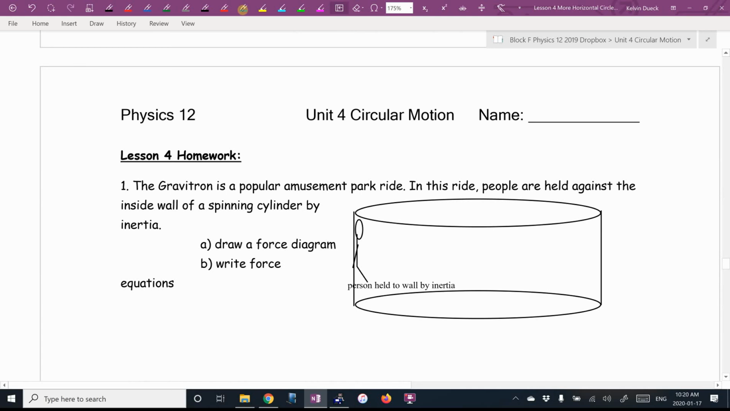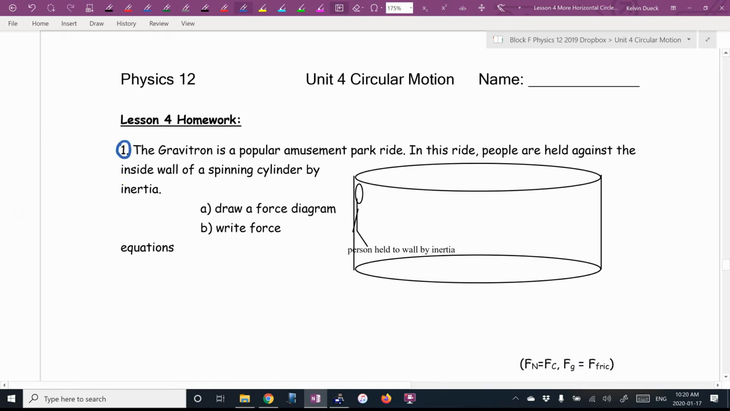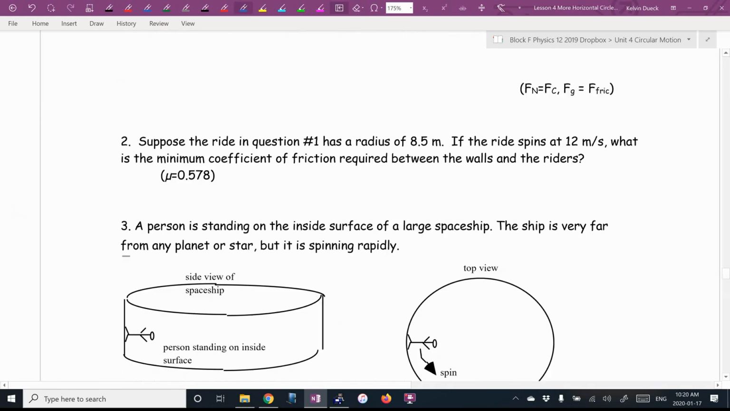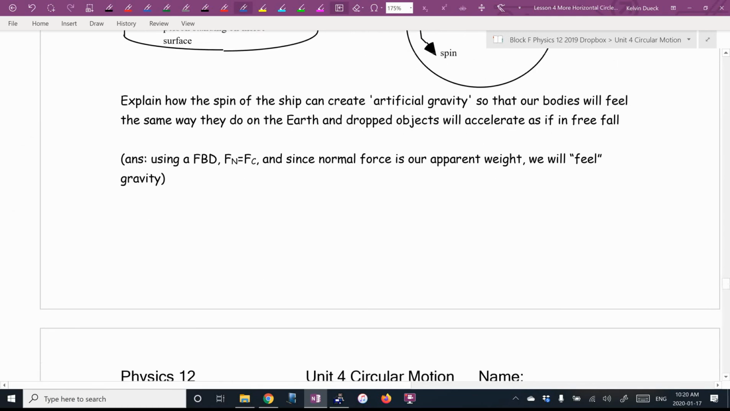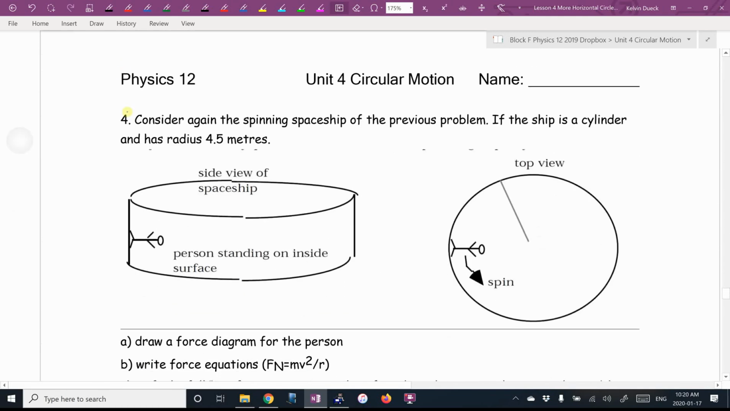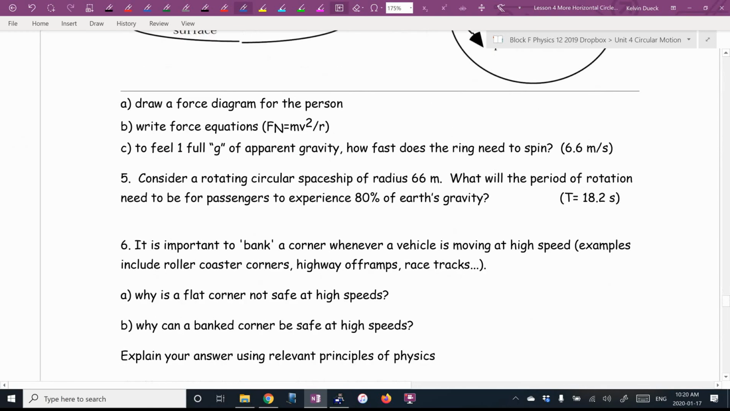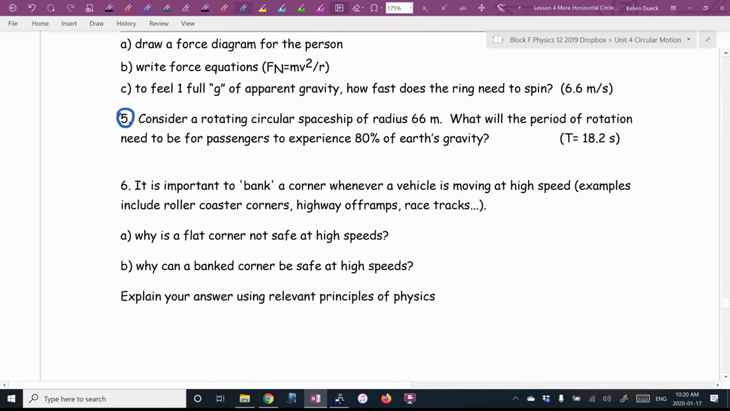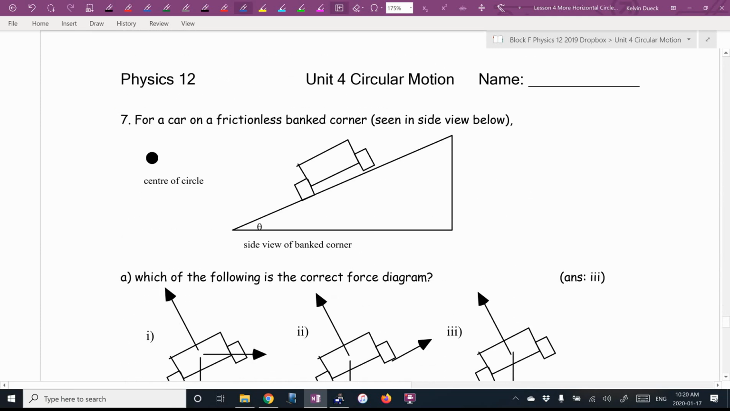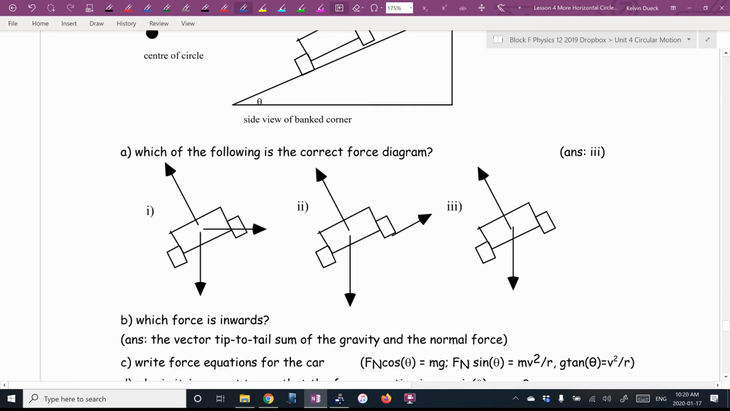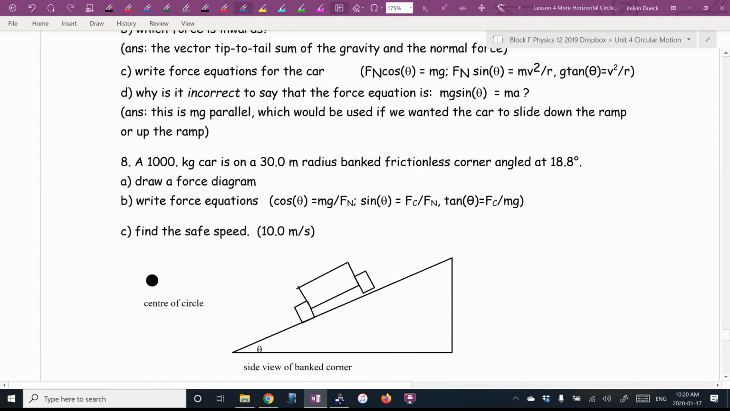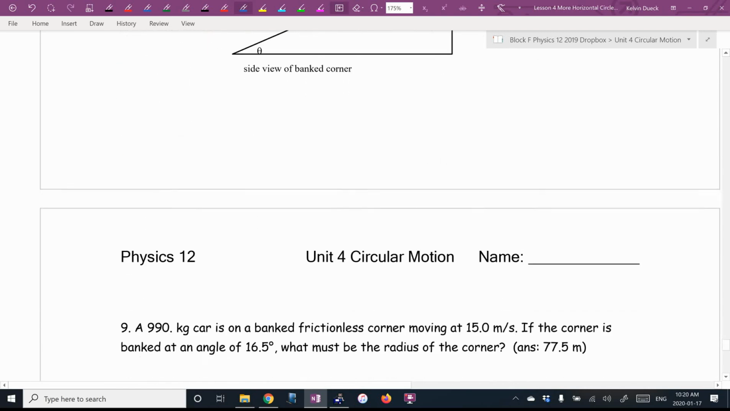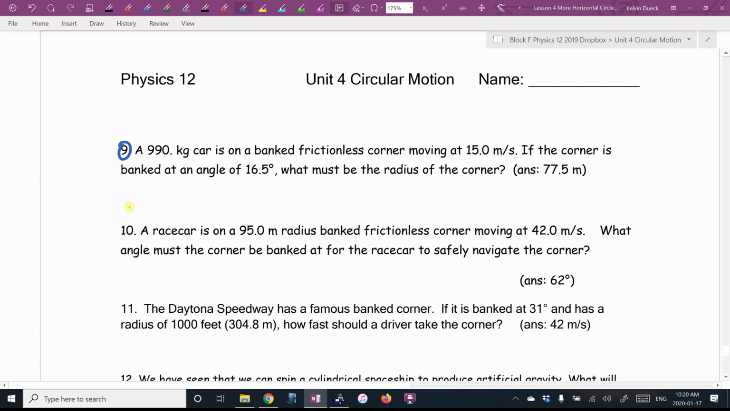Homework. Number 1. Number 2 is good. Number 3 is good. Four is good. 5 is good. 6 is good. You gonna sign everything? Maybe. 7 is good. So here's some banked corner questions. So 8 is good. 9 is good.